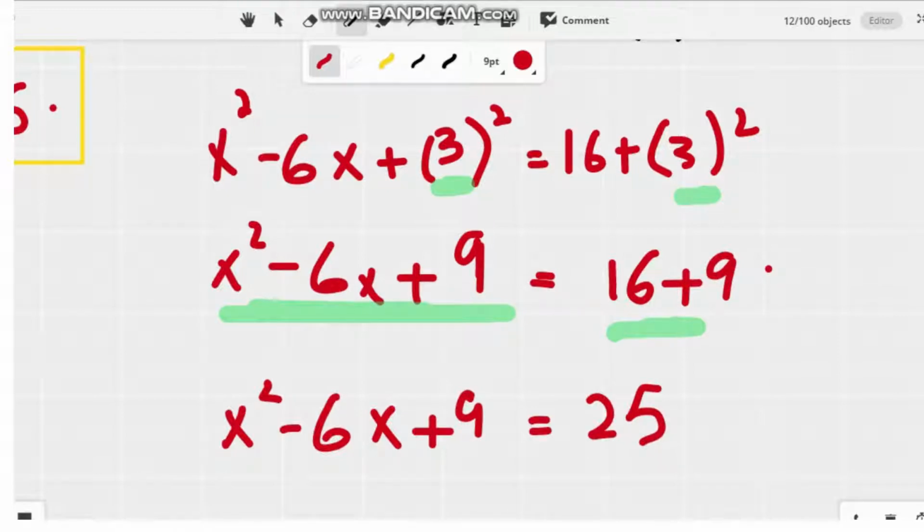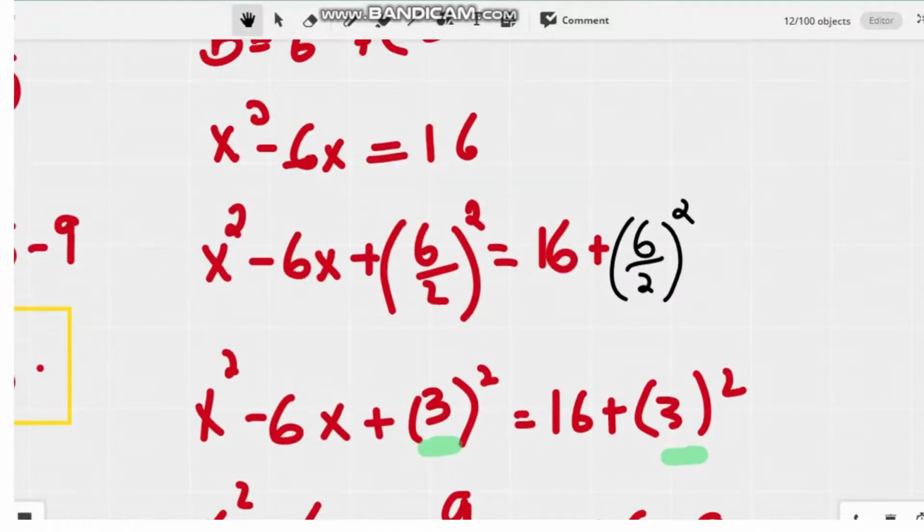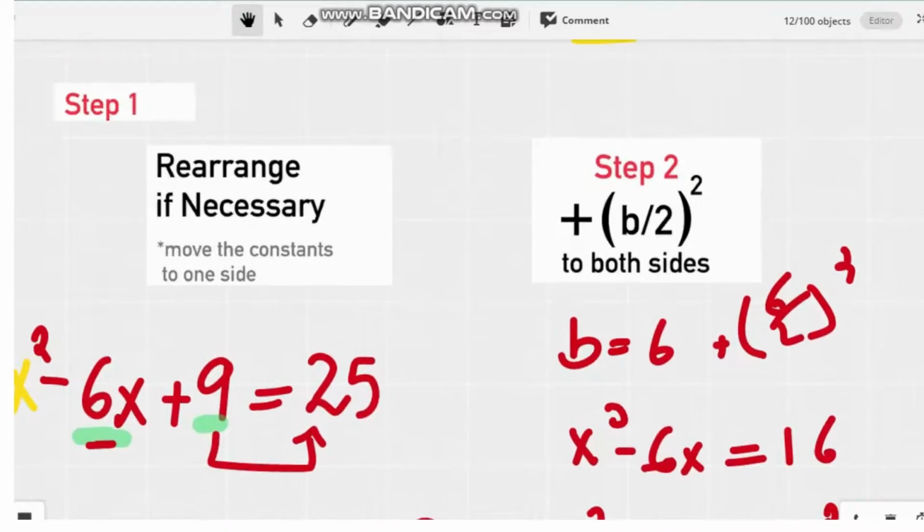Now this is the second step I did. I just added the b divided by 2. What b is in a quadratic equation: the b value was the second term of the equation. I just divided it by 2 and added the square on both sides. You have to keep this in mind whenever you're doing the completing square.